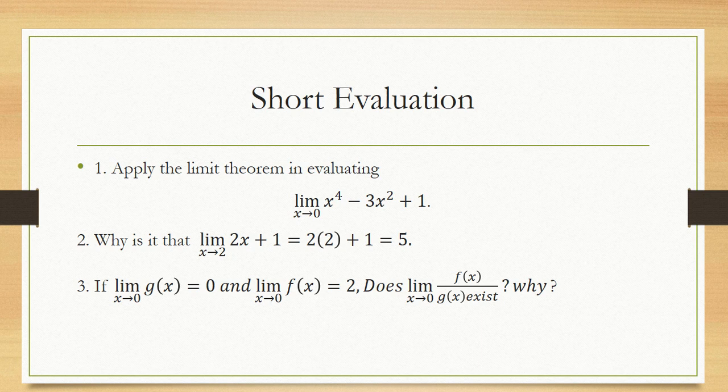If limit of g of x as x goes to 0 equals 0, and limit of f of x as x goes to 0 equals 2, does limit of f of x over g of x as x goes to 0 exist? Why? The answer is the limit does not exist. Why? Because the denominator must not be equal to 0. If that is equal to 0, then that means does not exist. Okay? So, that is our short evaluation.